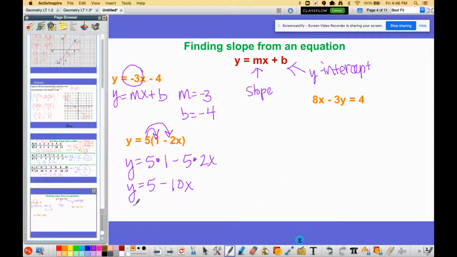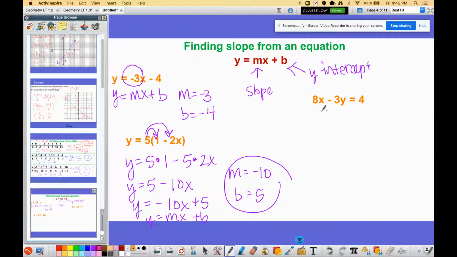Now I can rewrite that. y is equal to, that minus 10x means that 10x is negative. So -10x, and that 5 is positive, plus 5. And now this looks more like y equals mx plus b. So my slope is -10. My y-intercept is 5.